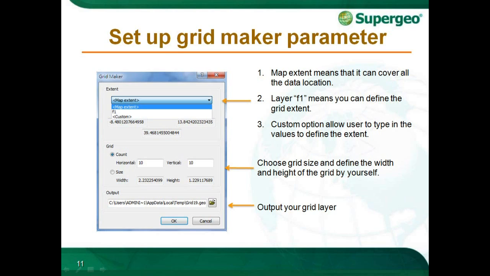Then we set some Grid Maker parameters. In the first column, you can see we have to set up the extent. The first option means you can draw a box boundary to cover all layers, and the layer option means you can define the grid extent by a layer. The custom option allows the user to type in values to define the extent. Of course, you can also determine the grid size. And the final step, don't forget to save your root file and name, so you can output your grid layer.